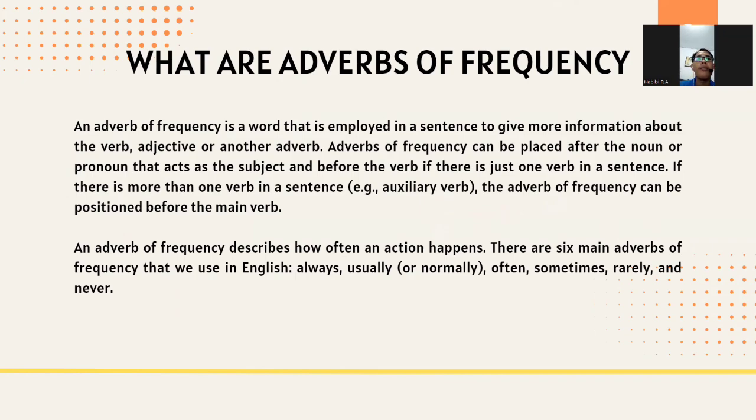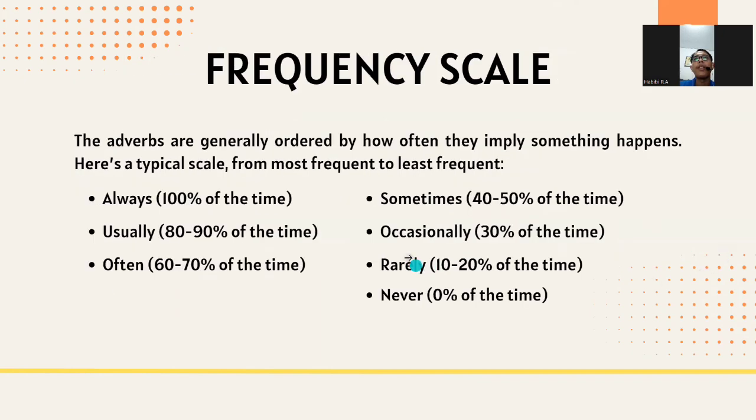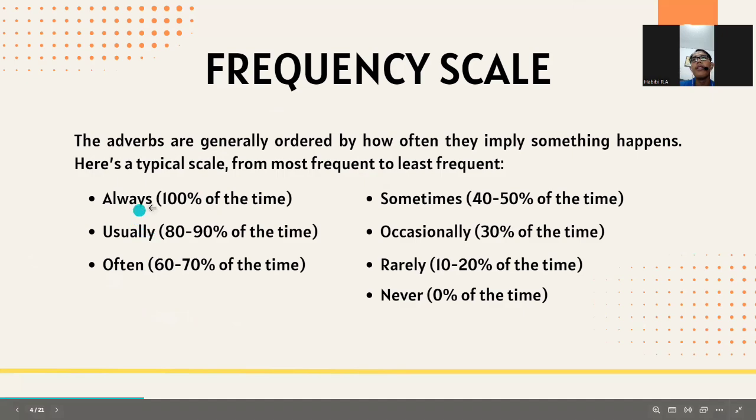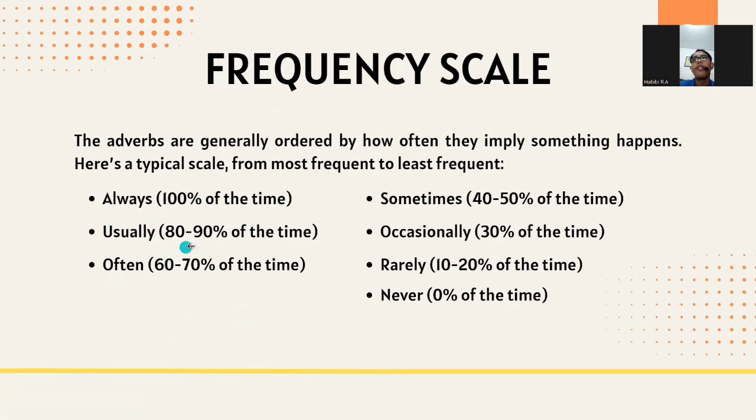There are main adverbs of frequency that we use in English, such as always, usually or normally, often, sometimes, rarely, and never. There's the frequency scale of usage. The adverbs are generally ordered by how often something happens. Here's a typical scale. Always is 100% of the time, usually around 80 to 90% of the time, often around 60 to 70% of the time, sometimes 40 to 50% of the time, occasionally around 30% of the time, rarely 10 to 20% of the time, and never is 0% of the time.